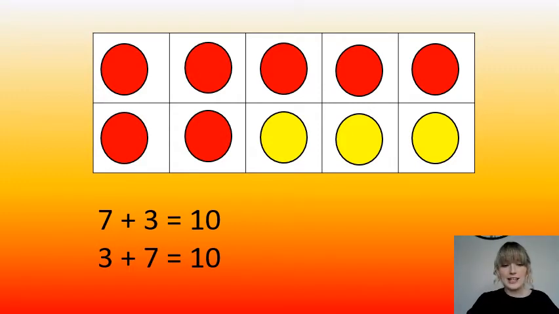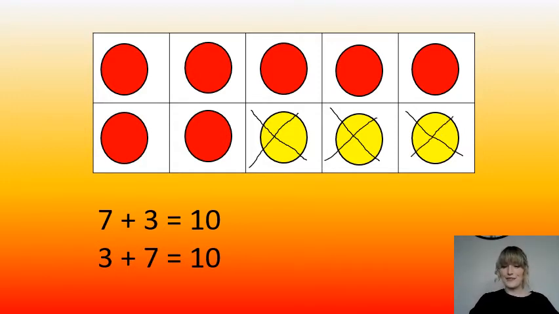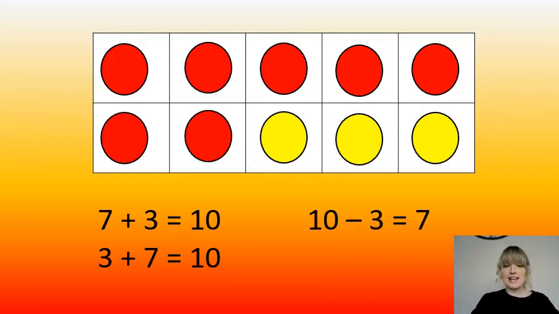If I take away the yellow counters, so if I subtract those, I take them away, how many have I got left? So I've just got the red, haven't I? So count up the red, how many have I got left? I've got 7 left. Well done if you knew that. So 10 subtract 3 is 7.